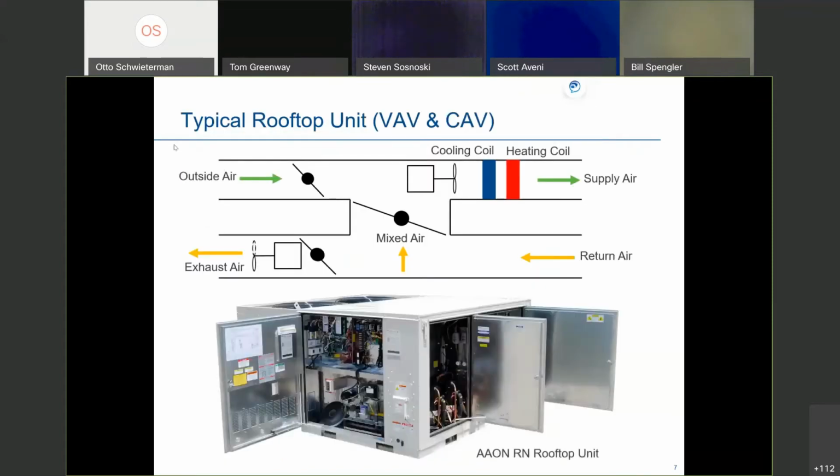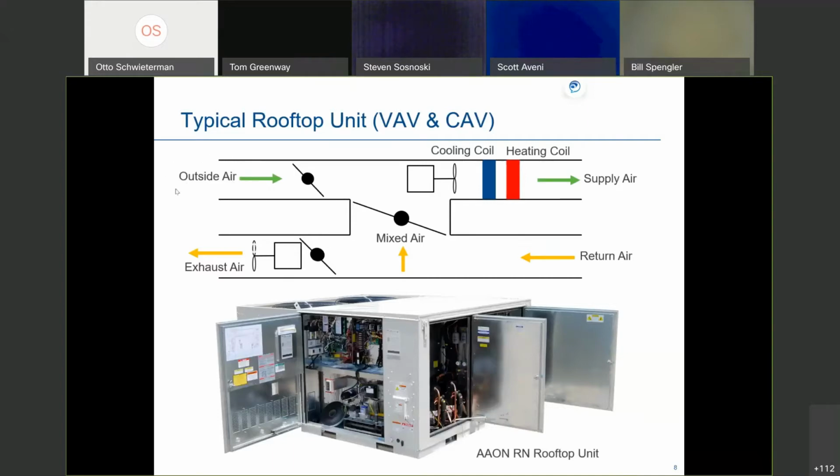Here's an example of a typical rooftop unit. Just trying to show how the air moves. Some people may not be aware of what the actual VAV or constant air volume system does. I want to point out before I get started is that not every system's going to have this exhaust air. This exhaust air is good for properly pressurizing the building, but sometimes you may not need that in every space.